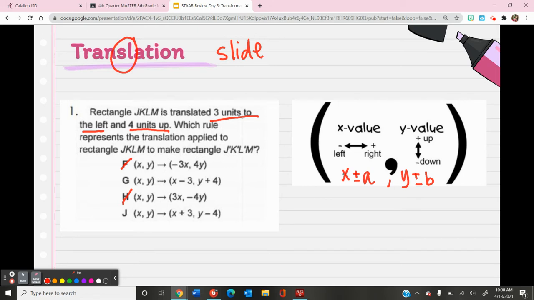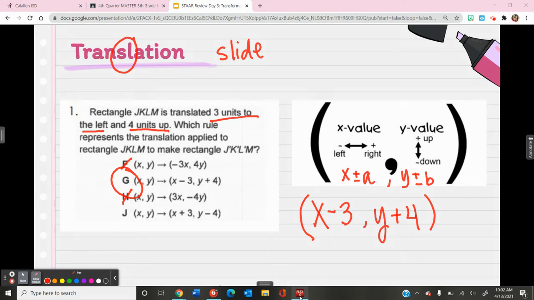Now, here I'm starting off with 3 units to the left. Now, if I'm going from left to right, that means that is affecting my X value. Since I'm going left, that means that I am subtracting. So I should have X minus 3. And then I'm going 4 units up. So since I'm going 4 units up, that means that that's affecting my Y value. Since I'm going up, that means that I will be adding. So this is adding 4. So my algebraic rule should be X minus 3, comma, Y plus 4, which means G is my answer.